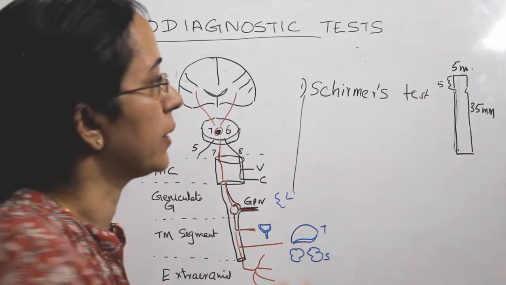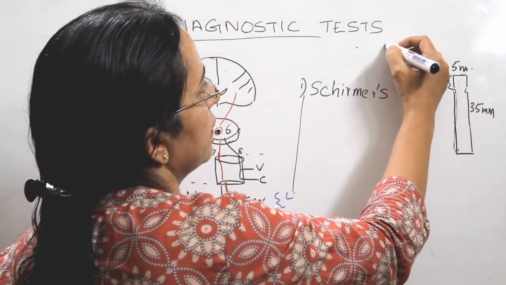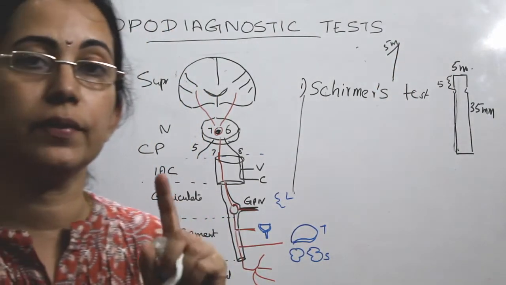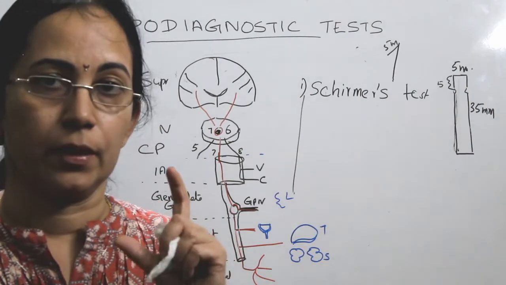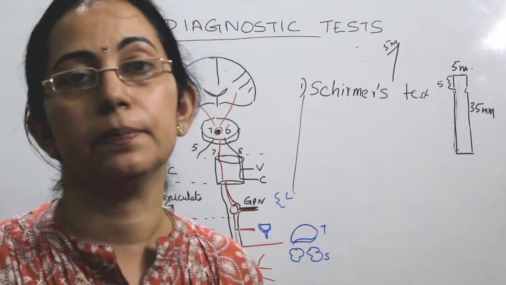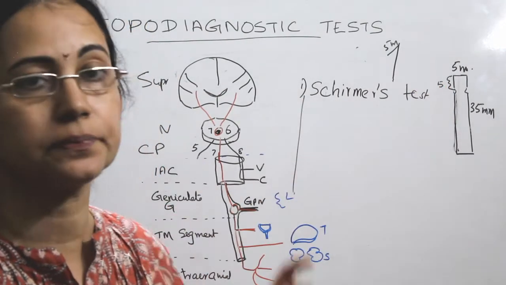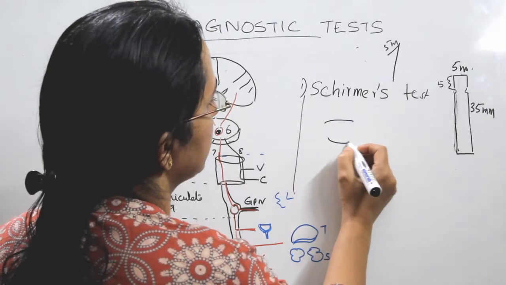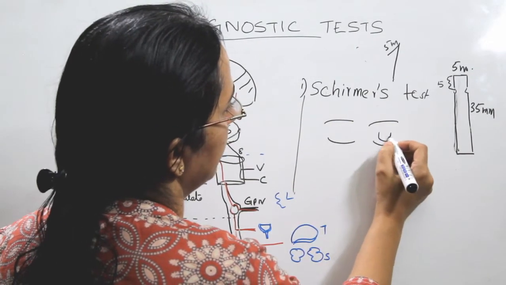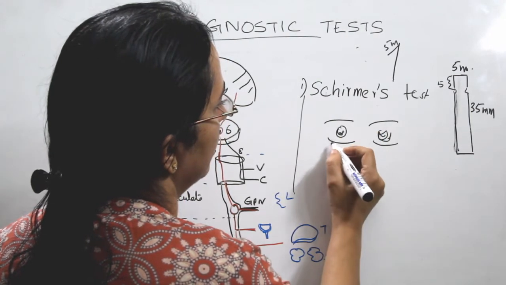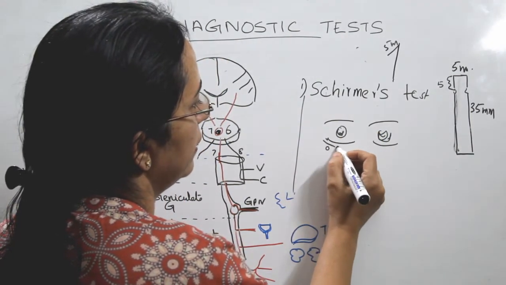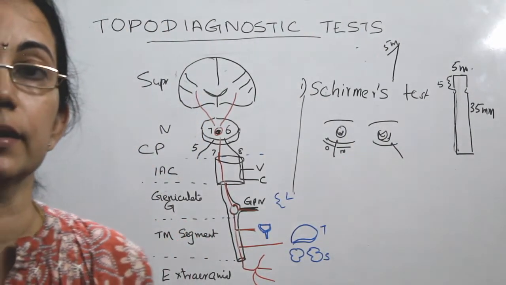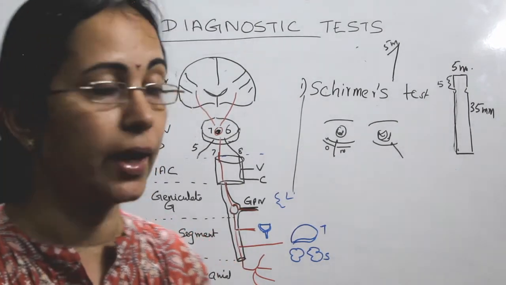There is a marking at 5 mm from here. We can fold at that mark. So it is put like this, 5 mm, and here it is 30. Altogether it is 35. So 5 into 35 mm. Filter paper strip number 41 Whatman strip, folded at 5 mm from one end, is put into the lower conjunctival fornix of both eyes, at the junction of the outer one-third and the middle one-third.